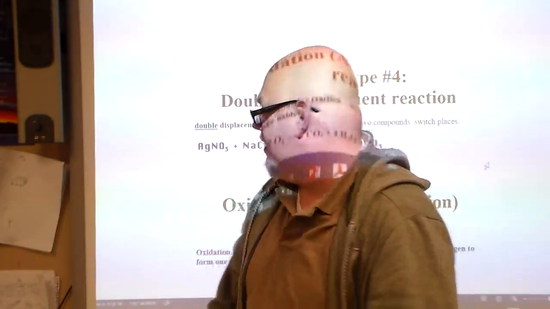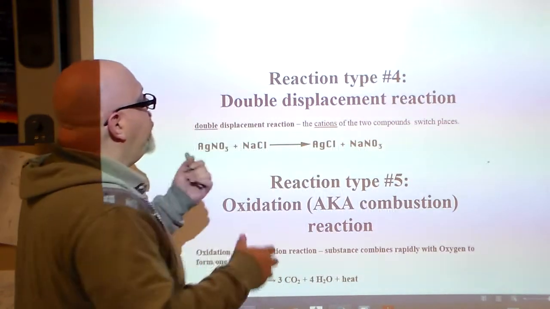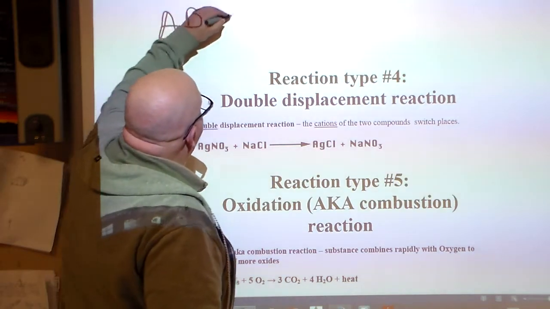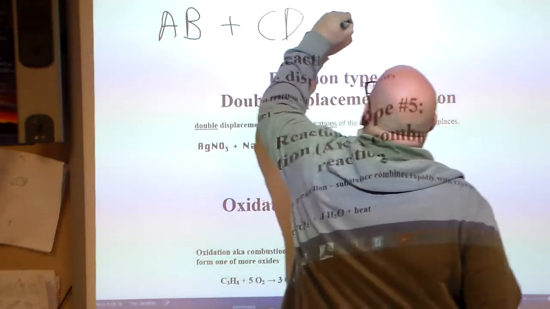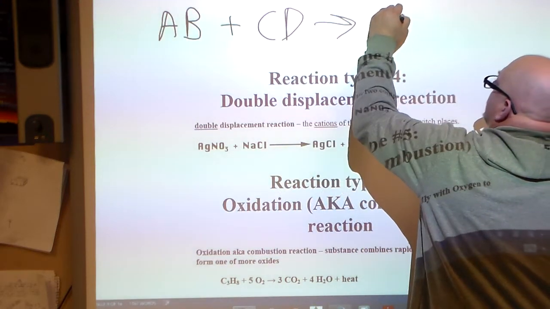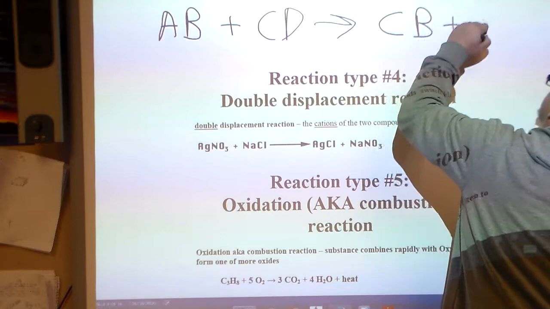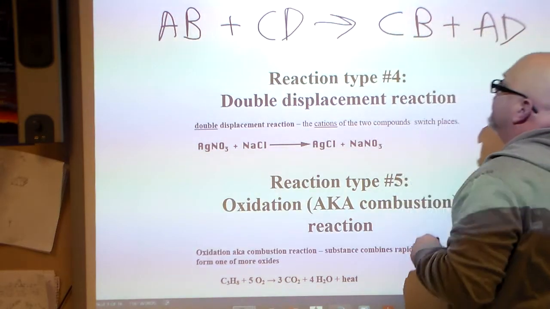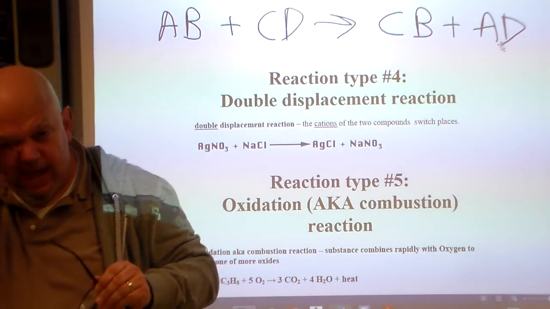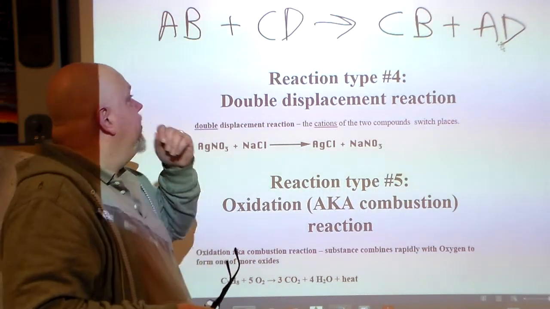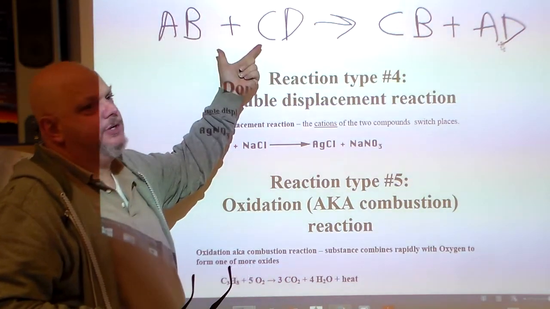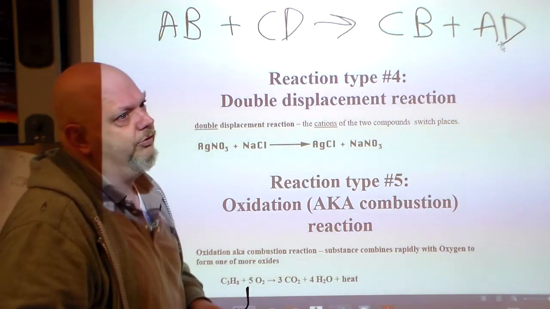You guys know what this is. Okay, so what would a double displacement reaction look like? Well, if I use the letters of the alphabet again, AB plus CD, and we end up getting CB plus AD. This is an example of a double displacement reaction.